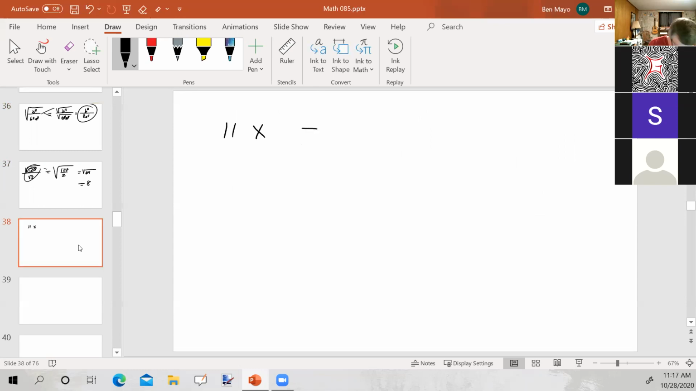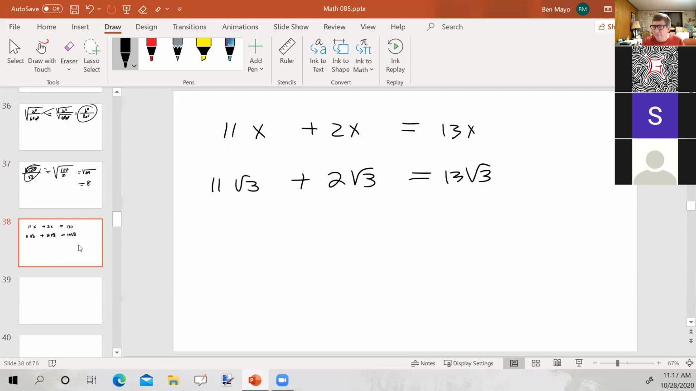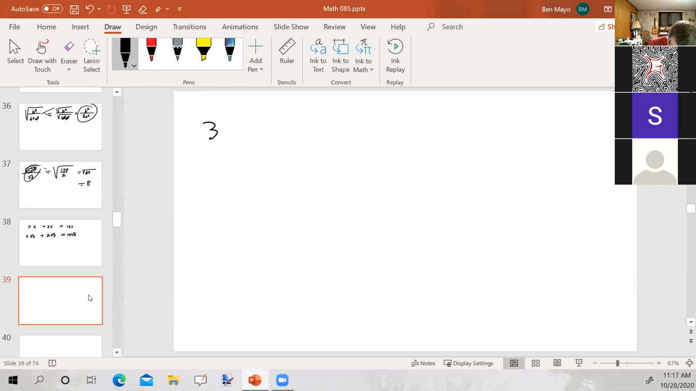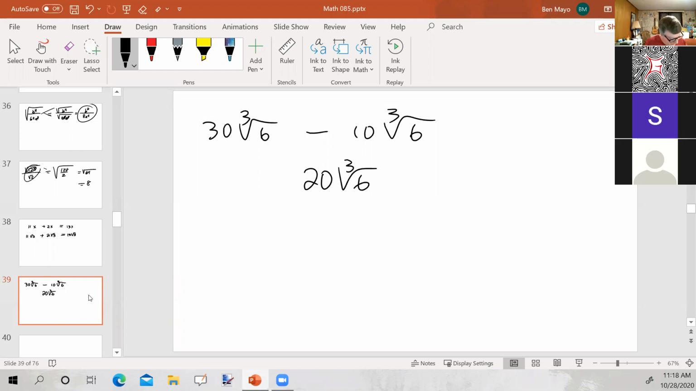First of all, what's 11x plus 2x? 13x. Okay. What's 11 square roots of 3 plus 2 square roots of 3? 13 square roots of 3. And there you have it. Okay. We're combining like radicals. All right. Now, what's 30 times the cube root of 6 minus 10 times the cube root of 6? Twenty cube roots of 6. Yep, well said.